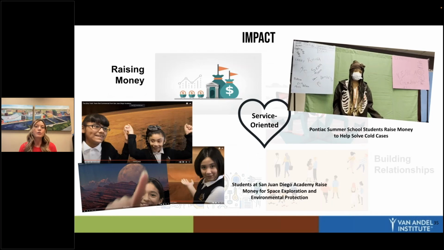So one thing that we can do when we're talking about raising money, you see lots of pictures here, but one of them, if you look up here, these are Pontiac summer school students in Pontiac, Michigan, who raised money to help solve cold cases in their community. So again, really powerful and probably directly related to some students that were engaged in that work. And then these students down here at the bottom are students at San Juan Diego Academy. They raised money for space exploration and environmental protection, just something that they believed in and they wanted to make a difference in. So that's one way raising money can help to fund or make that impact.